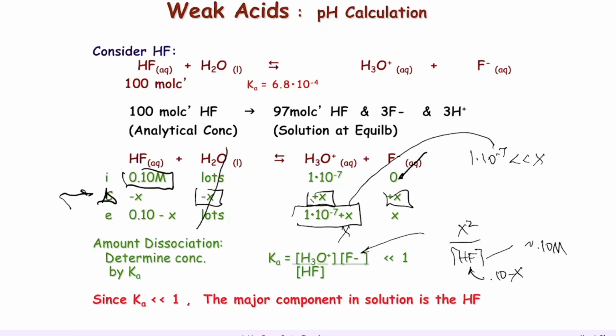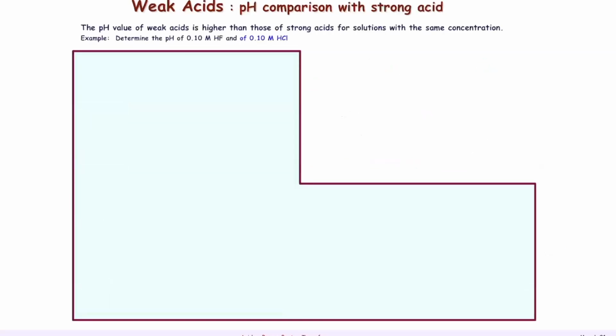So we're making two assumptions. One, that X is so much bigger than 1 times 10 to the minus 7, so it simplifies this right here. But X is so much smaller than the HF concentration that it simplifies this part right here. And when you do that, the math really becomes super easy. So that's what you see here.